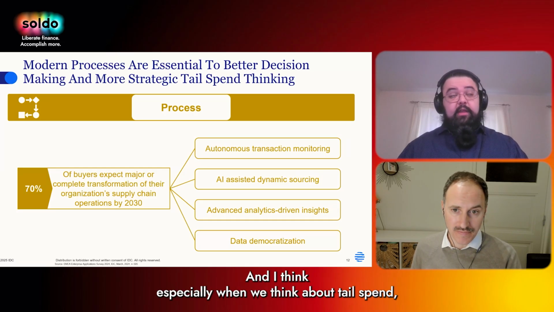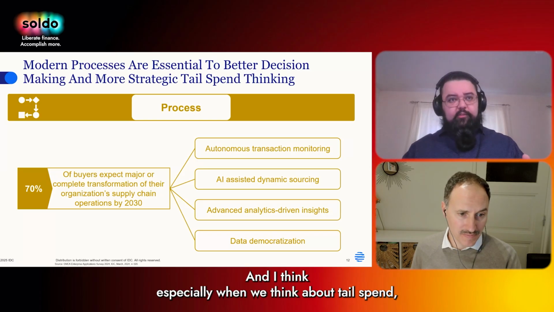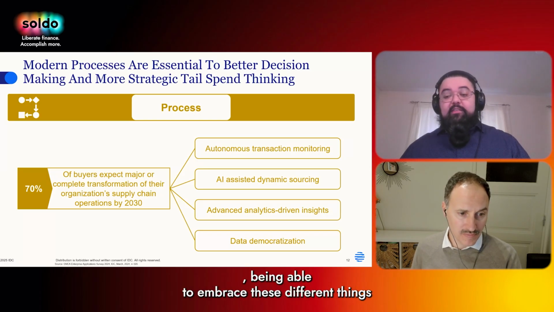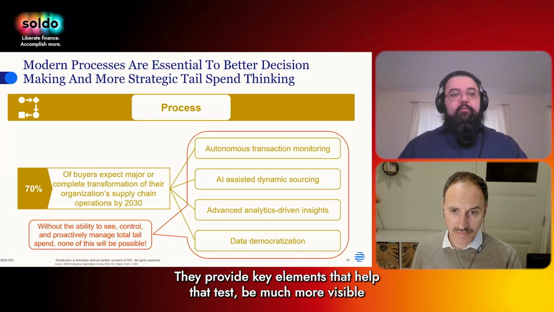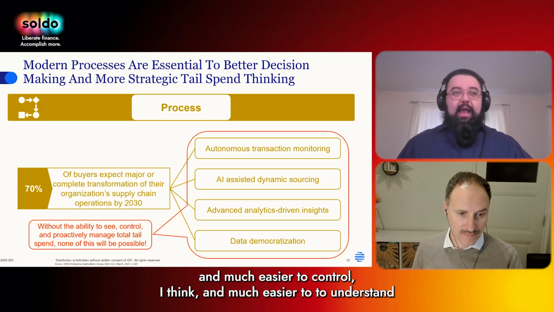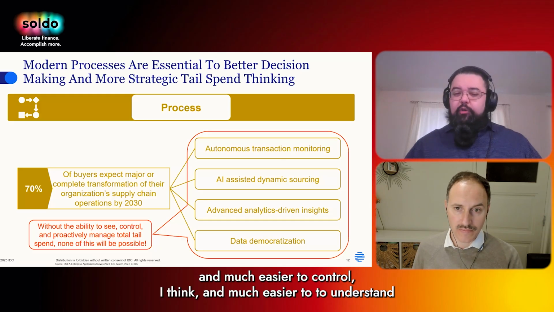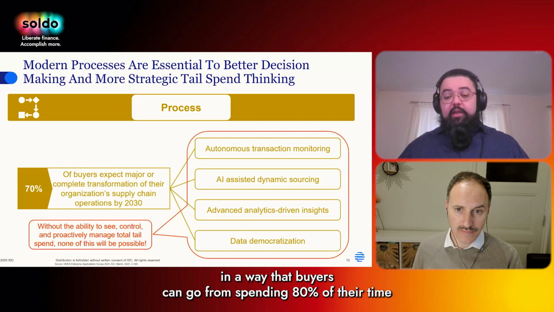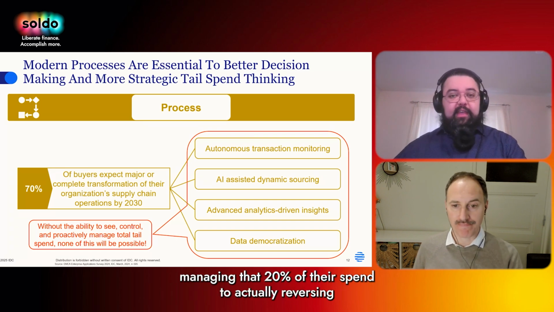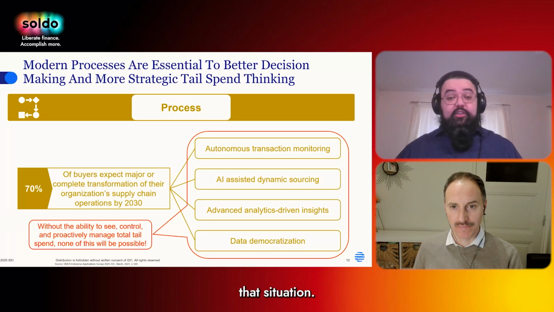Yes, absolutely. And I think especially when we think about tail spend, being able to embrace these different things and incorporate them into different parts of the organization, they provide key elements that help that tail spend be much more visible and much easier to control and understand, in a way that buyers can go from spending 80% of their time managing that 20% of their spend to actually reversing that situation.